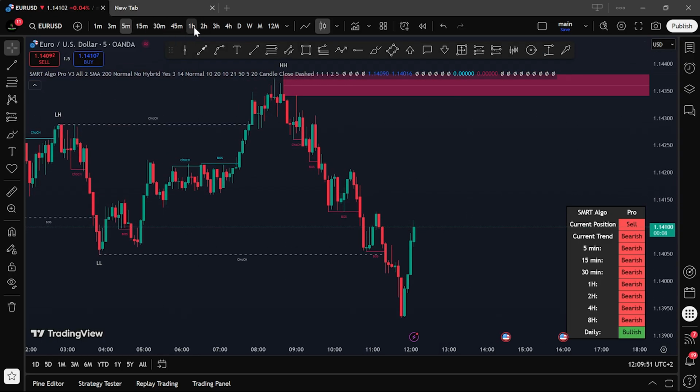So let's move on to another time frame. You can move on to the 1 hour here and look at some other time frames to see how this indicator will help you and benefit you a lot.